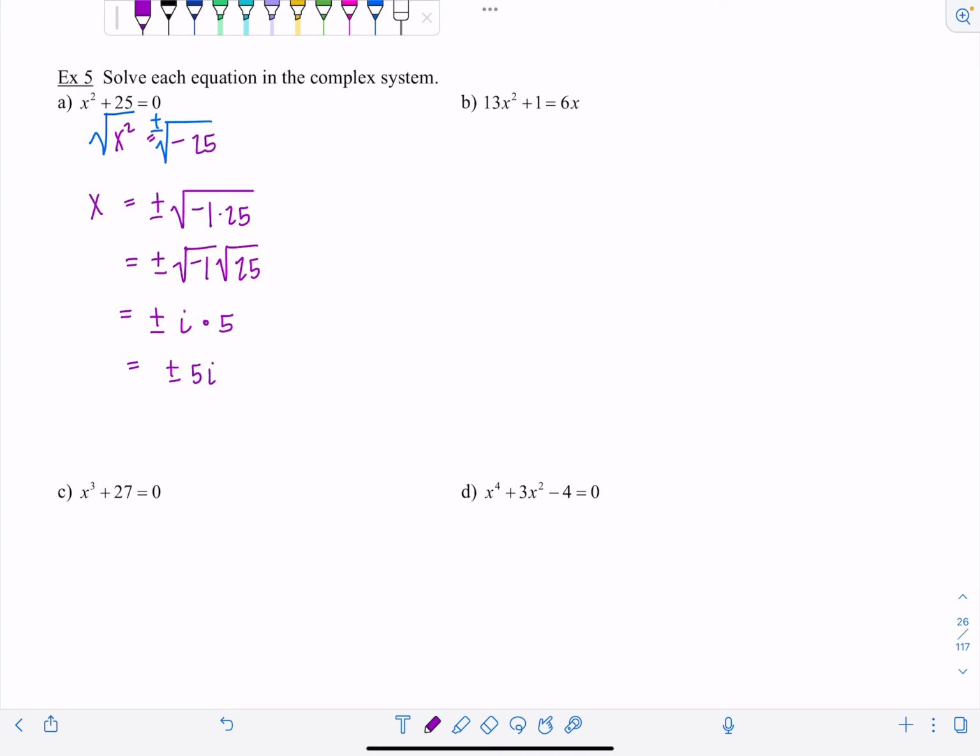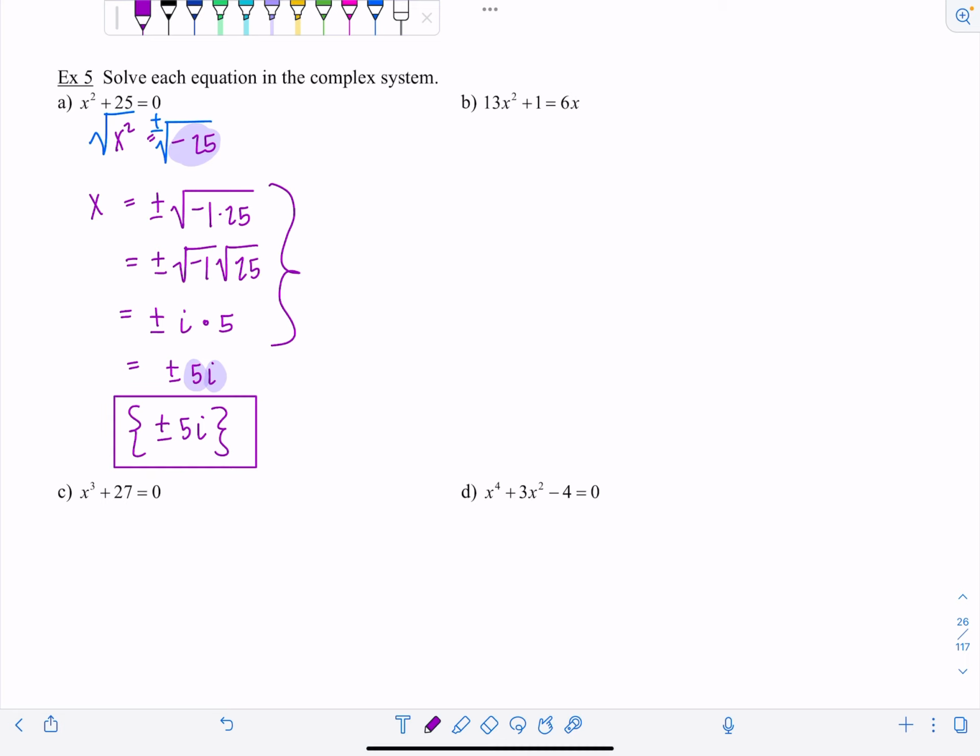So basically, if you're taking the square root of a negative number, the result is whatever the square root would be if the number wasn't negative, and then you just slap an i on there. That's really all there is to it. So you don't have to go through all these steps every single time. In fact, no one really wants to see it. So you could just say plus or minus 5i. Okay, good.